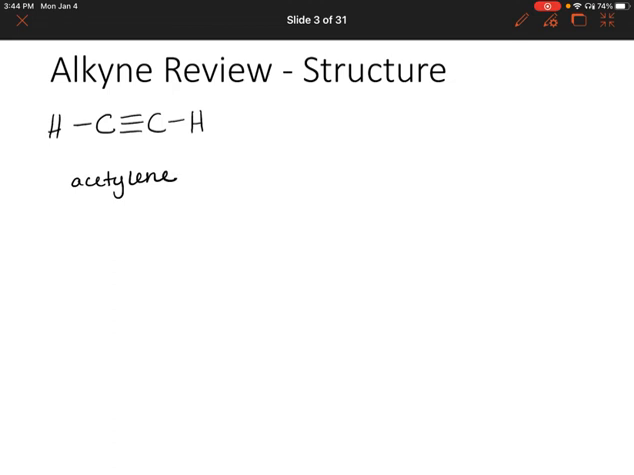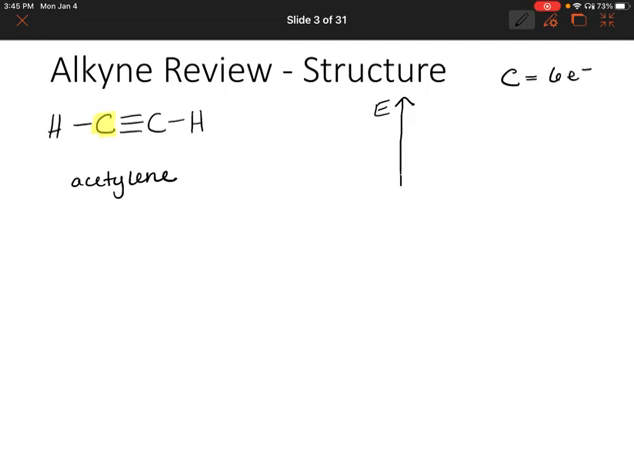Okay, and let's first look at an orbital diagram for one of these carbons. So let's just focus on the carbon on the left. And let's draw its orbital diagram, so its energy diagram. All right, so we know that carbon has how many total electrons? 6.